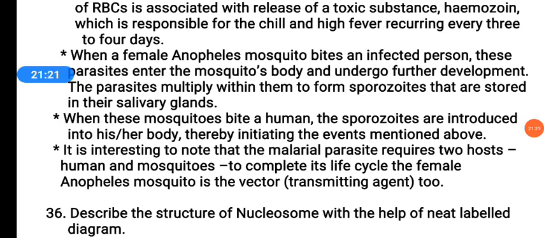Okay, in the human body, this malarial parasite completes the asexual life cycle, and the female Anopheles mosquito completes the sexual life cycle. The female Anopheles mosquito is called the vector or transmitting agent.